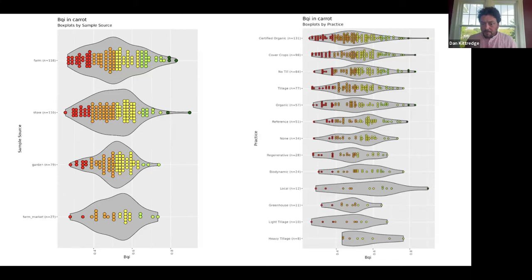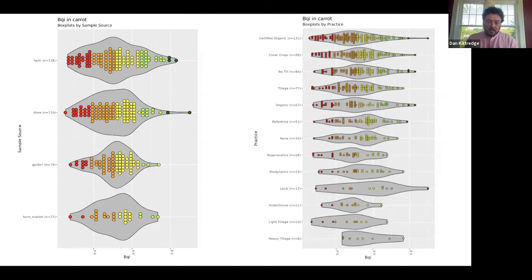Biodynamic is the next one. See biodynamic there with a few reds, some oranges, some yellows, a couple light greens, no dark greens. Local is the next one. Pretty well dispersed from one end to the other. Greenhouse, light tillage, and heavy tillage are the last three.